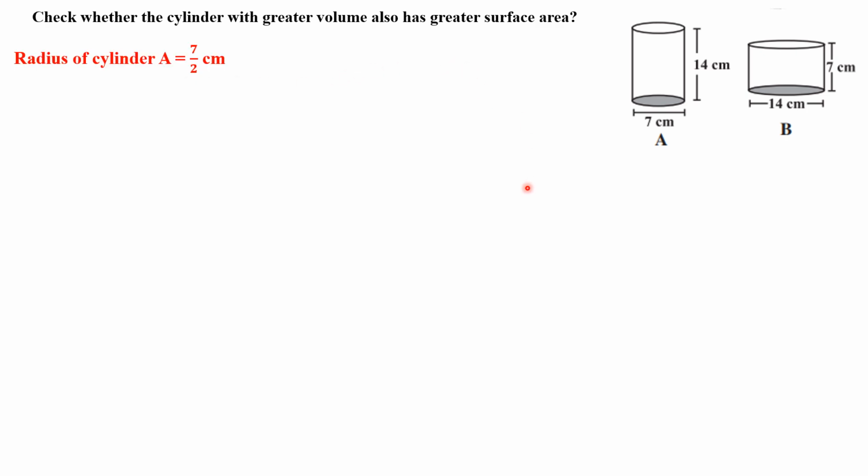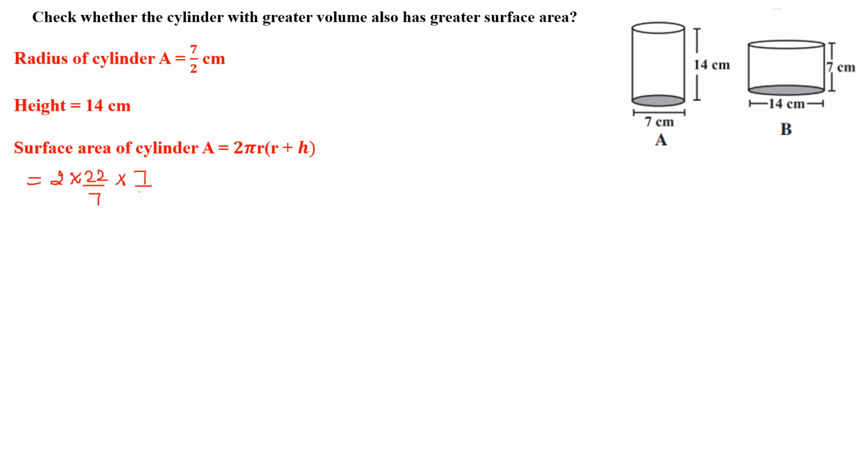So radius of cylinder A is half of the diameter, which is 7 by 2 centimeter, height is 14 centimeter and surface area formula is 2 pi r times r plus h. Now I'm going to put all the values over here. So it is 2 into 22 by 7. Radius is 7 by 2. Again radius is 7 by 2 plus 14. And if I reduce it, 2 and 2 cancel, 7 and 7 cancel. So it is 22 times.